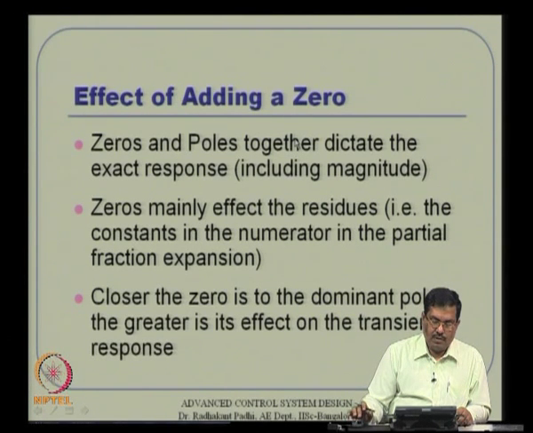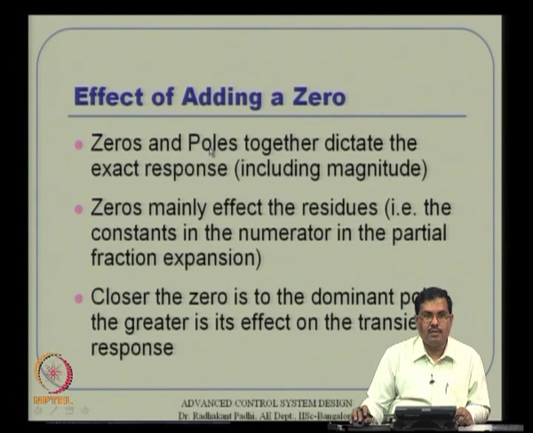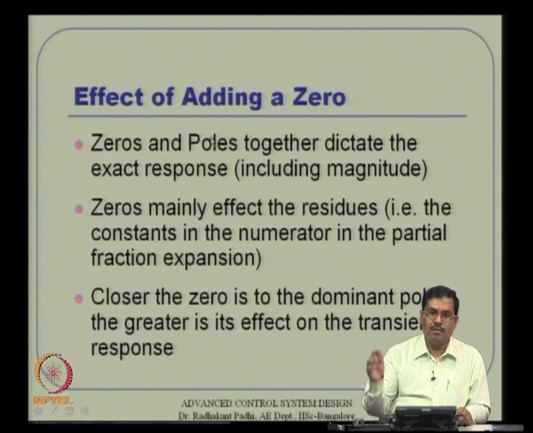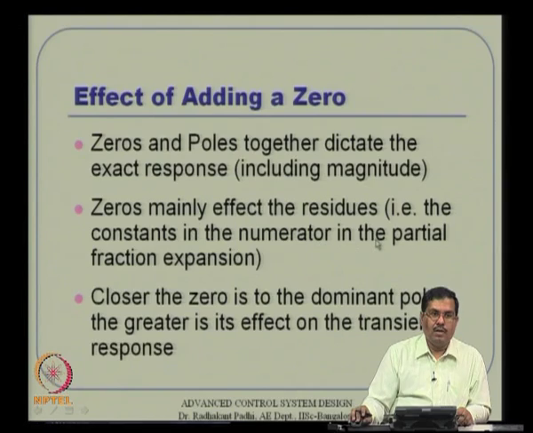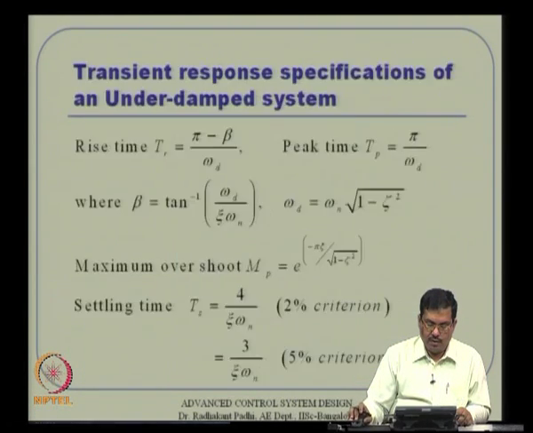Now, as we saw previously, the zeros and poles together dictate the exact response. That means the stability behavior is dictated by pole, that is okay, but what kind of response you have, exactly where it goes, where it starts and things like that, zeros do play a role, because they also affect the residues. And what are residues? Residues are nothing but the constants in the numerator in the partial fraction expansion. So, we did this partial fraction expansion some time back.